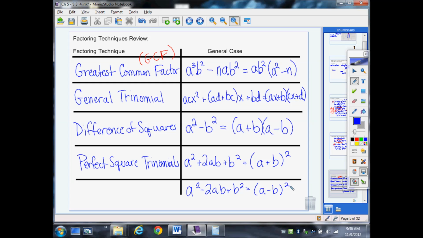These are also fairly simple. Difference of squares is probably the easiest, followed by greatest common factor, followed by perfect square trinomials, and then general trinomials can be a little bit rough. But we'll go over a few different techniques for that.